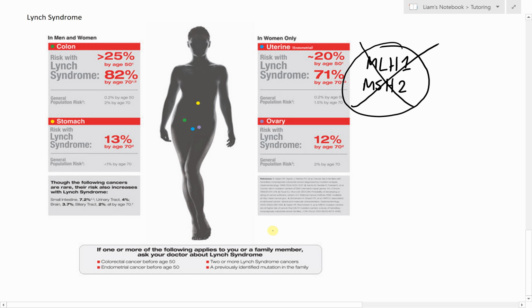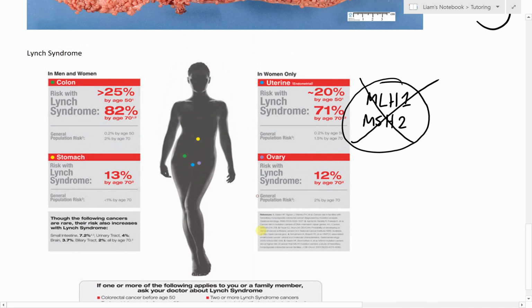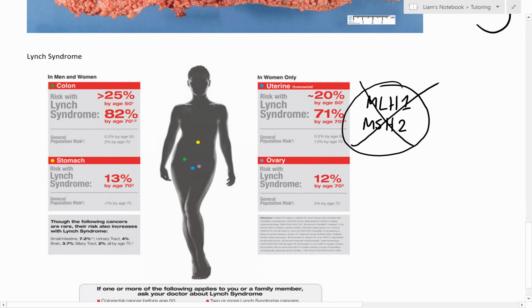So these guys get screened for cancer very regularly from a young age, in an effort to identify any tumors that arise early. And as you can see as well, as opposed to FAP, which only had a few extra risks associated with it, Lynch syndrome is very much associated with extracolonic manifestations of the disease.